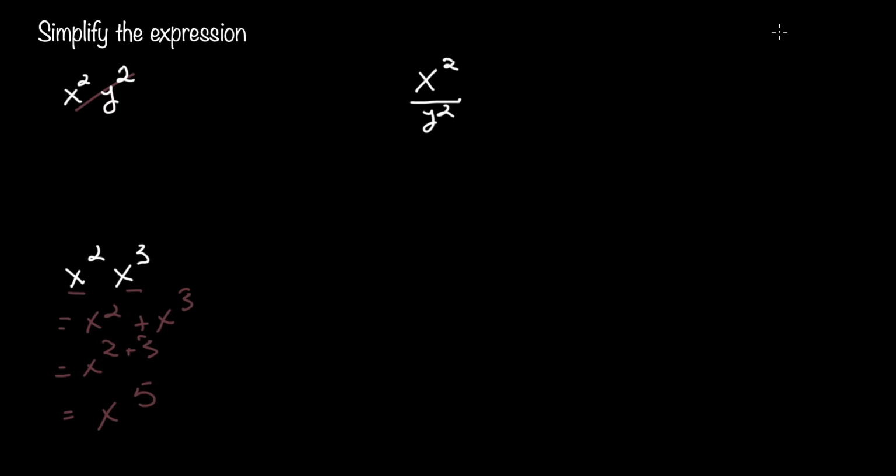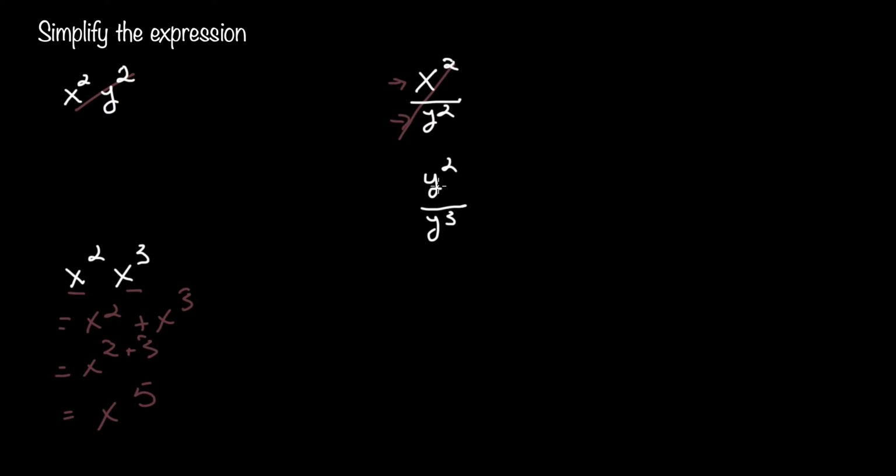Let's try another example, but this time we're looking at division. So remember, the rule is the base has to be the same. In this case, we have an x in the numerator, and we have a y in the denominator. X and y are not the same variable, so this whole example we cannot simplify. This is the furthest it can be simplified. Let's try one more example.